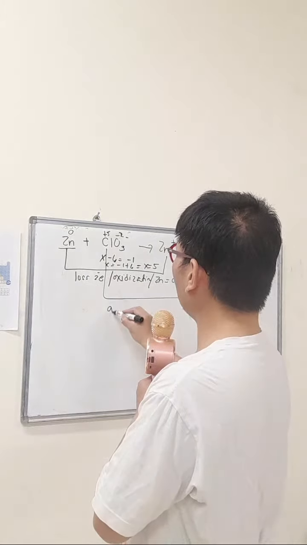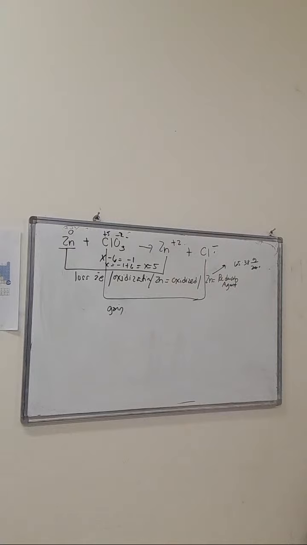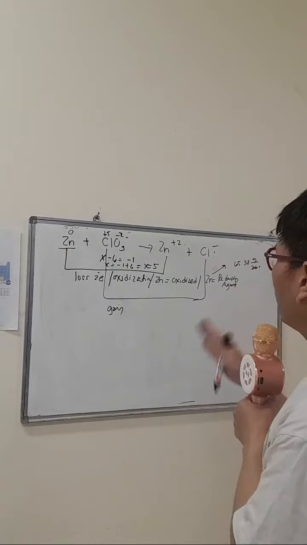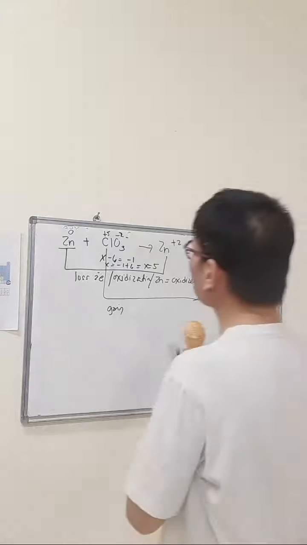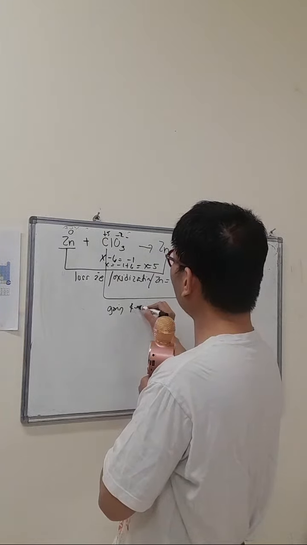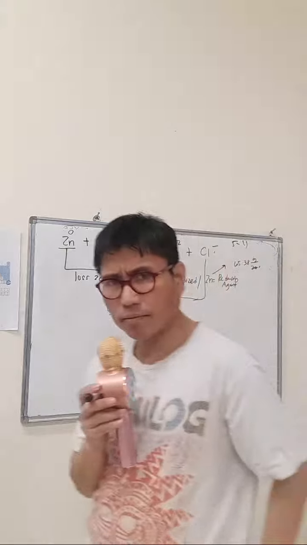So gain from 5 to -1. It gains only 4? Get the point? From 5, how much does it gain to get to -1? 5 minus 1 is 4. So 4 electrons, right? 4 electrons. It only gains. You get the point, everyone?